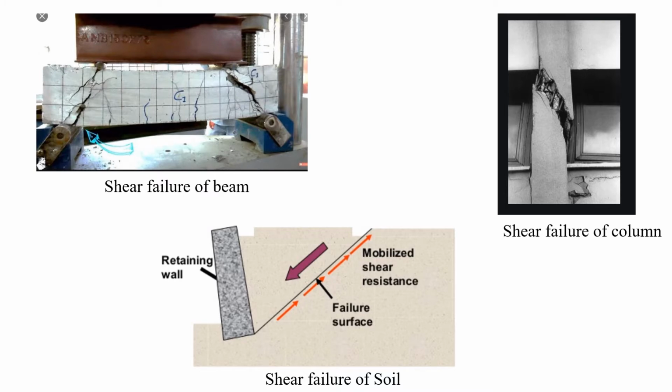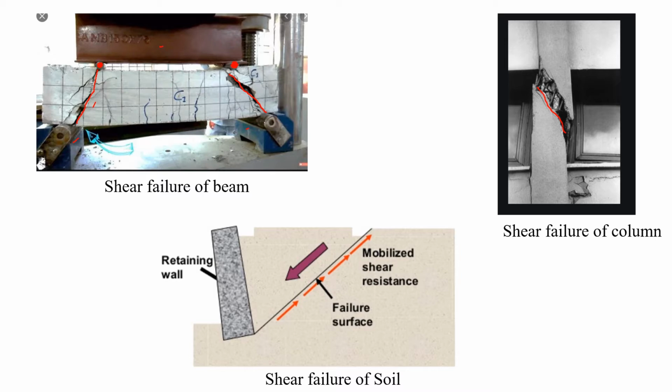This is a beam subjected to loading. These two represent the supports. The load is transmitted to this beam through these two points, point loading, and this represents the shear failure pattern. This beam fails by shearing. This is the shear failure of columns, tearing of the surface, and in soil usually the failure occurs because of shear. You can see the shear failure of soil, and this represents the failure surface.